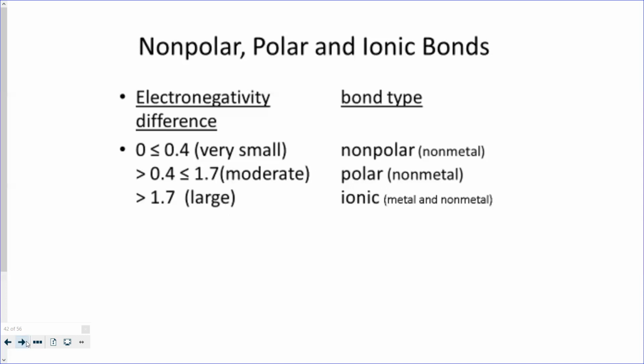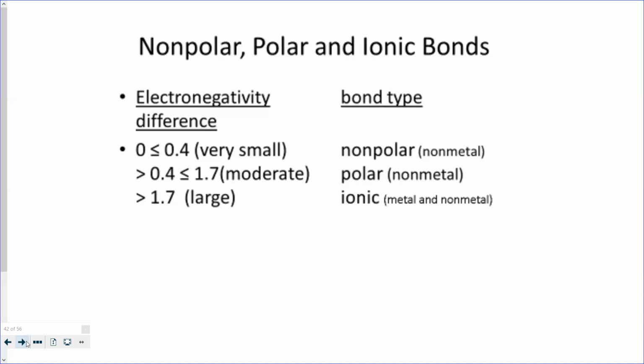So if when we subtract the electronegativities, it's greater than 0.4, but less than or equal to that 1.7, there's a good difference in electronegativity there. That is going to end up in a polar covalent bond. And yet again, it has to be between 2 nonmetals. Now, if it is greater than 1.7, it tends to be ionic. And remember, ionic is going to be between a metal and a nonmetal.